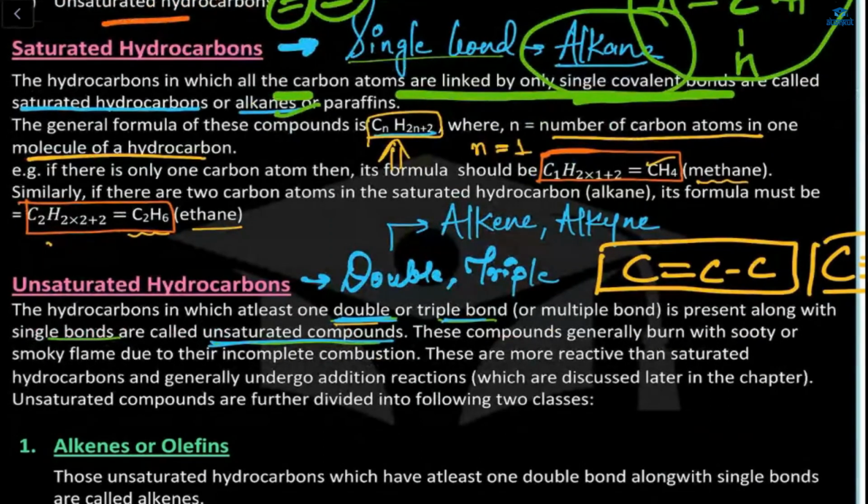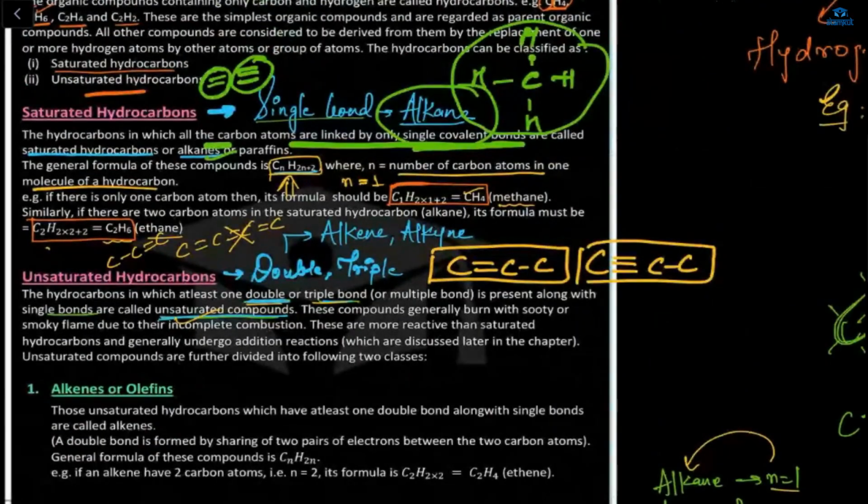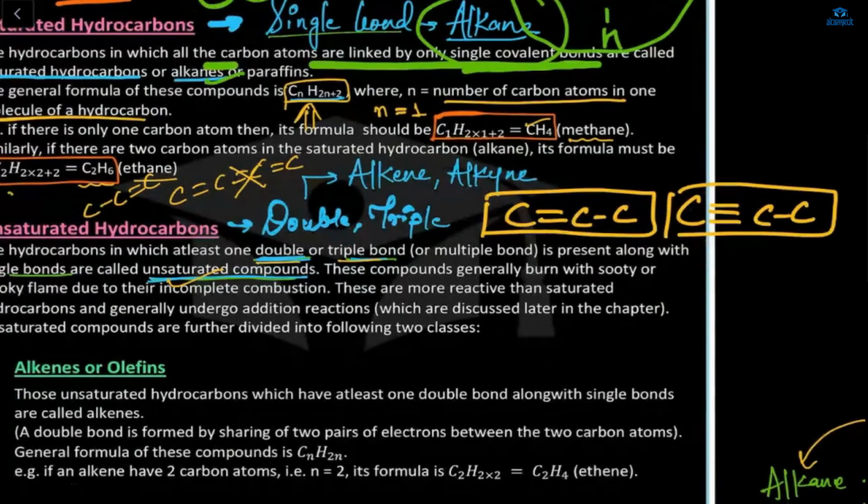Unsaturated means double or triple bonds, or multiple bonds, present along with a single bond. It's not like there will be only double or triple bonds. No, there will be some single bonds and some double bonds or triple bonds. So these are known as unsaturated compounds: the alkenes and the alkynes.